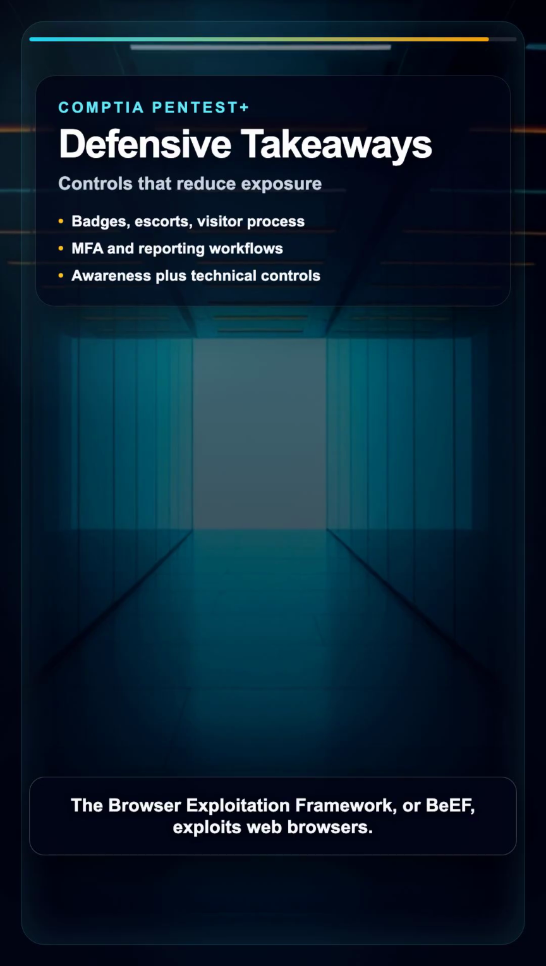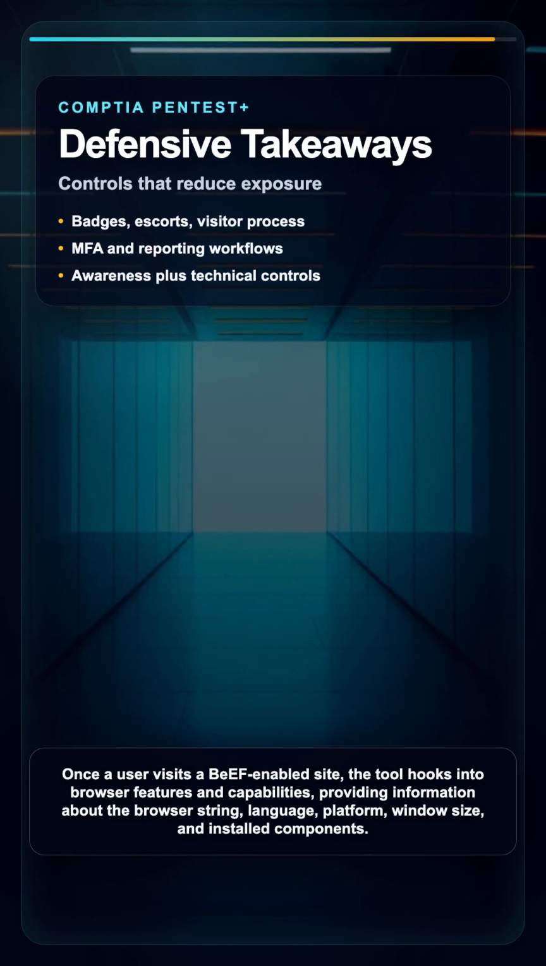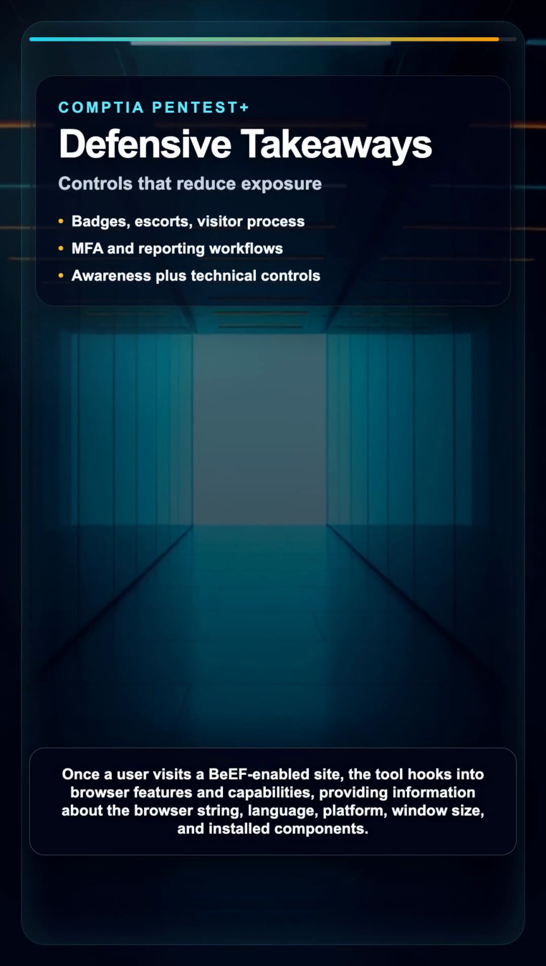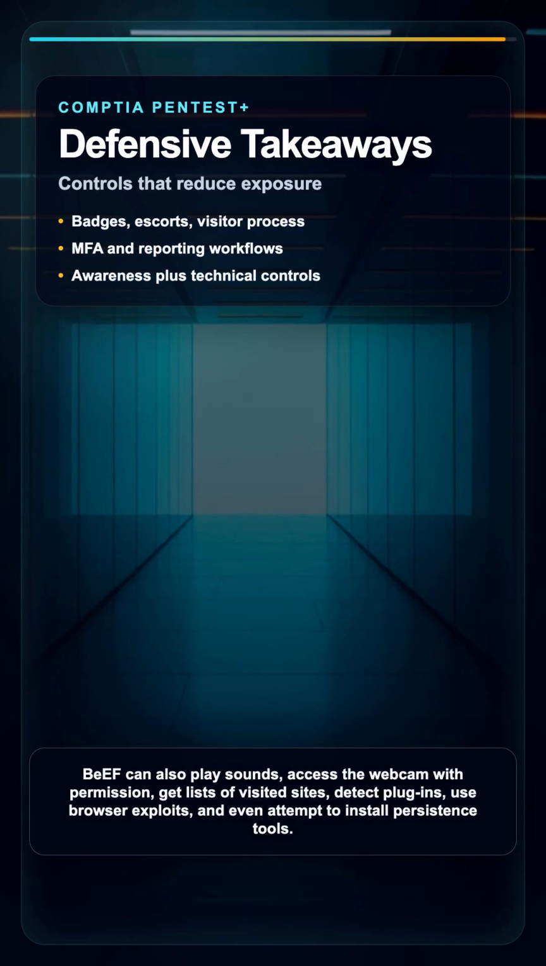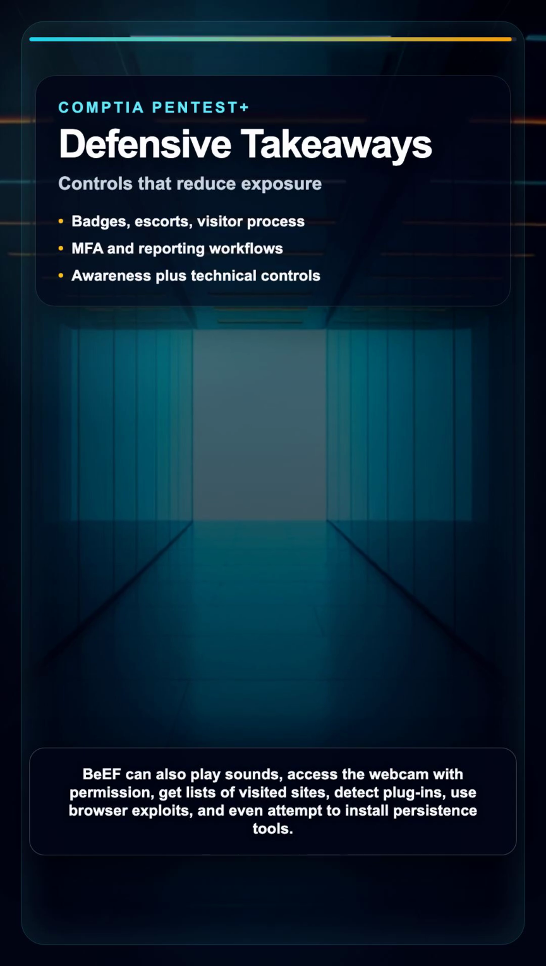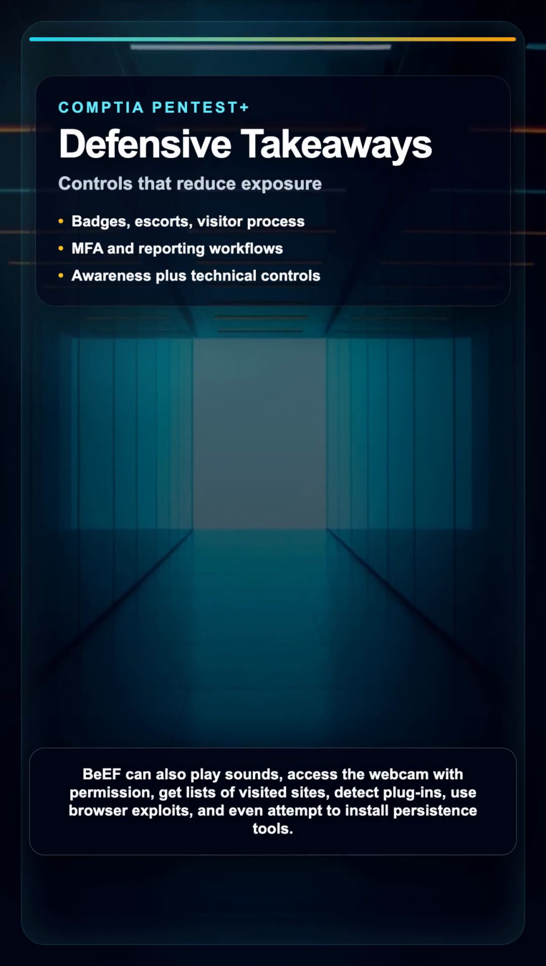The Browser Exploitation Framework, or BeEF, exploits web browsers. Once a user visits a BeEF-enabled site, the tool hooks into browser features and capabilities, providing information about the browser's user agent string, language, platform, window size, and installed components. BeEF can also play sounds, access the webcam with permission, get lists of visited sites, detect plugins, use browser exploits, and even attempt to install persistence tools.